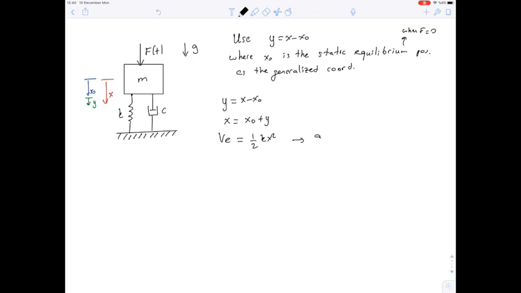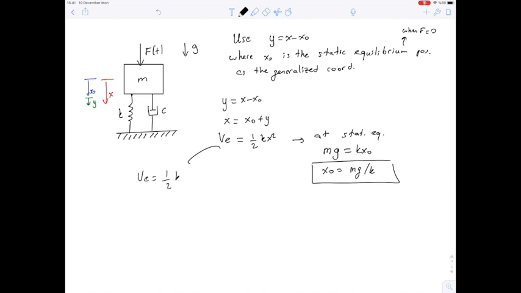So basically, at static equilibrium, the weight of the mass is supported by the spring, mg equals kx0. So x0 is just mg over k. So let's note this on the side. So it means that the VE, the elastic potential energy, can be written as 1 over 2k, and instead of x, I will write (x0 plus y) squared.